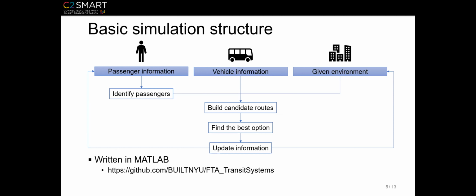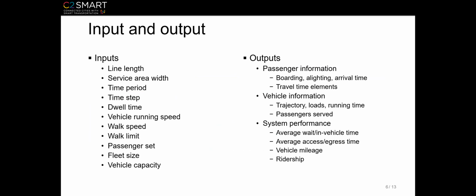And this simulation is written in MATLAB, but we have planned to translate this code into Python to increase the accessibility of this code. So here is a very simplified input and output of the simulations. And we can look into outputs, which are classified into passenger, vehicle, and system performance. For the passenger information, we can track when the passenger boarded or alighted, and when they arrived at the final destination, and how long they waited, how long they traveled in the vehicle, and so on.